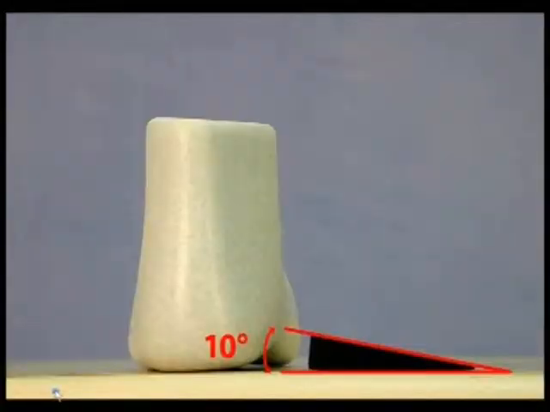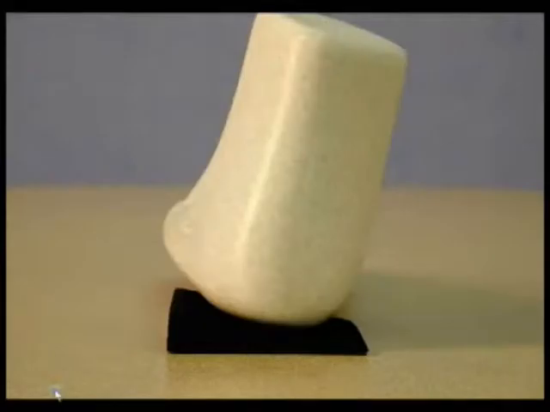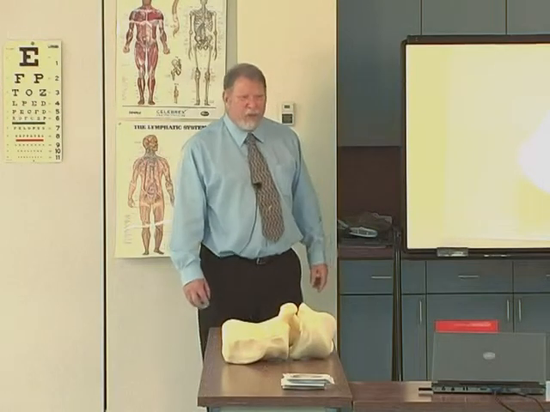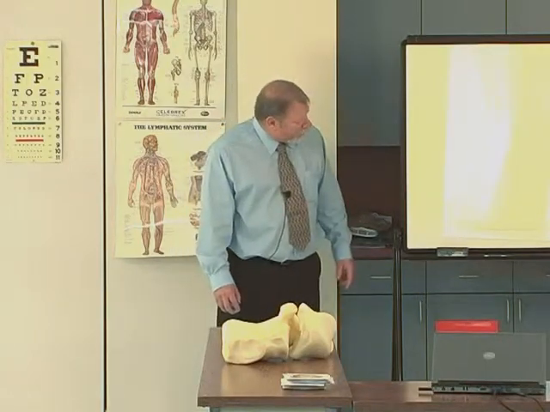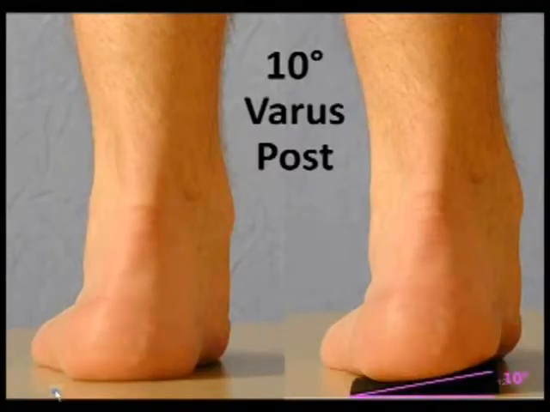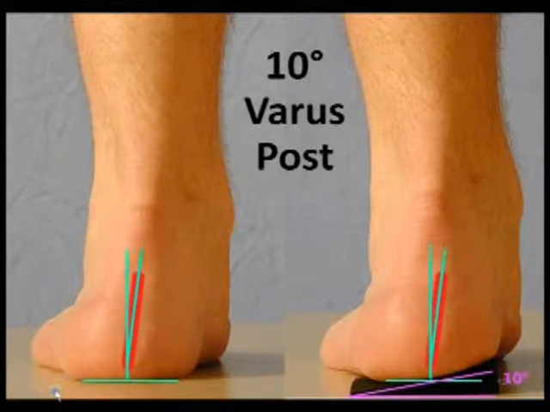Degree wedge, what would happen? Well, it would tilt 10 degrees. Let's see what happens to the real foot when you place it on a 10 degree wedge. 10 degree wedge, identical. It doesn't change at all.